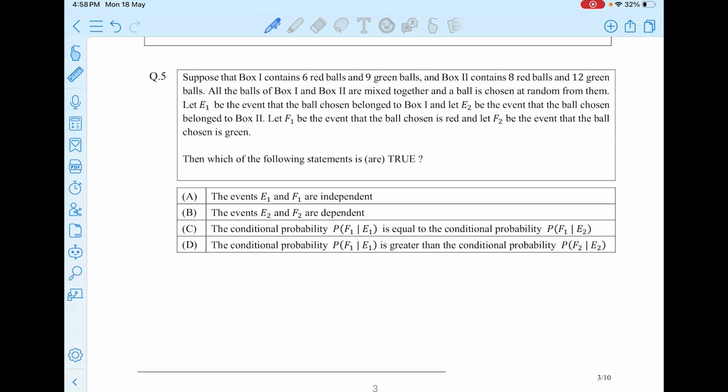And now it seems like the question is very complicated, but actually it is not. It is a very easy question. What you have to do here is just find the probabilities properly. So first you find P of E1.